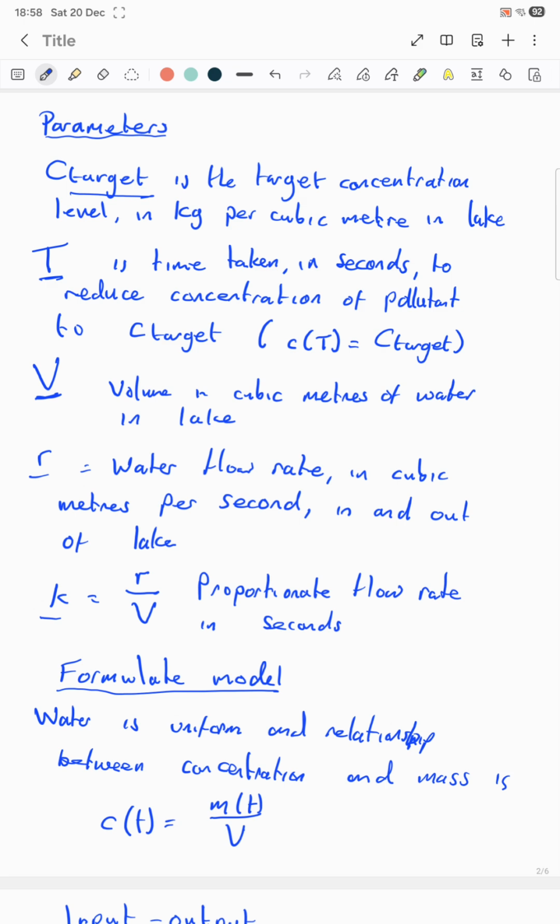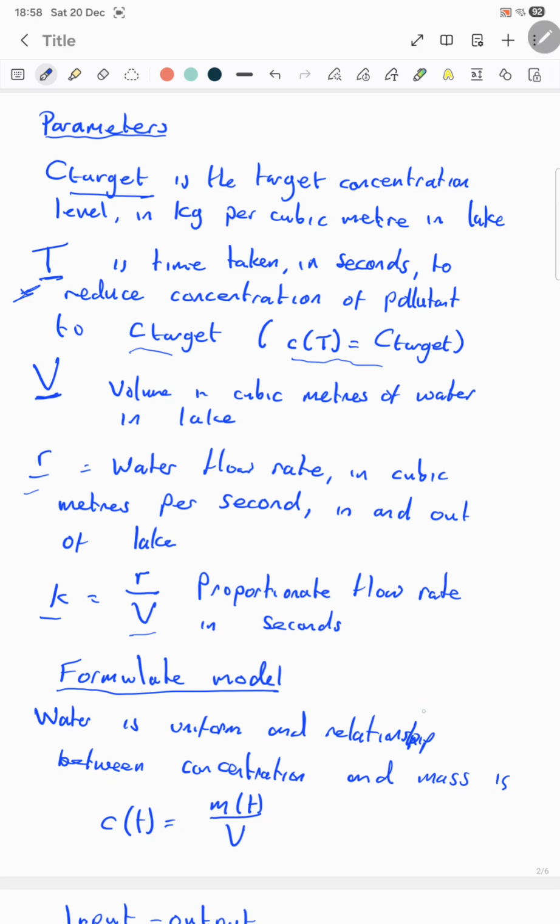Now T here is the time it's taken in seconds to reduce the concentration of pollutant to the target level, or given here, C of T equals the target level. Now V is the volume in cubic meters of water in the lake, and R is the water flow rate in cubic meters per second in and out of the lake. Now K equals R over V, which is the proportionate flow rate in seconds. Now we go on to formulate the model.